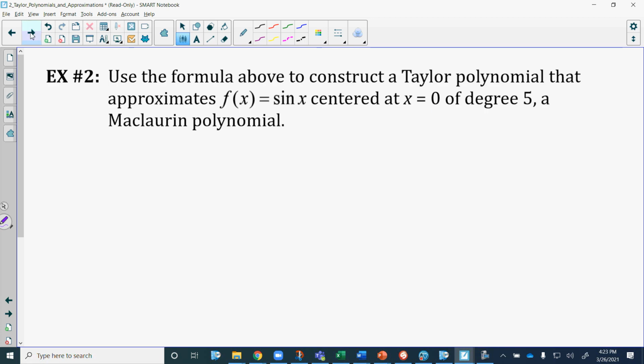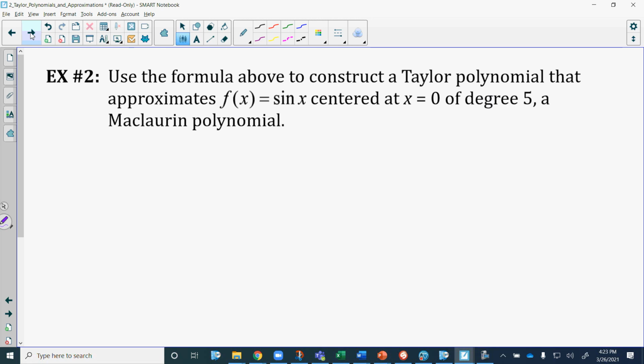So taking a look at the second one: use the formula above, the Taylor polynomial formula that was basically given to us in the notes, to construct a Taylor polynomial that approximates f of x equals sine of x, centered at 0, of degree 5. Because it's centered at 0, we're going to call it a Maclaurin polynomial. If you did the investigation, I'm going to create a little table similar to what we did on the investigation.